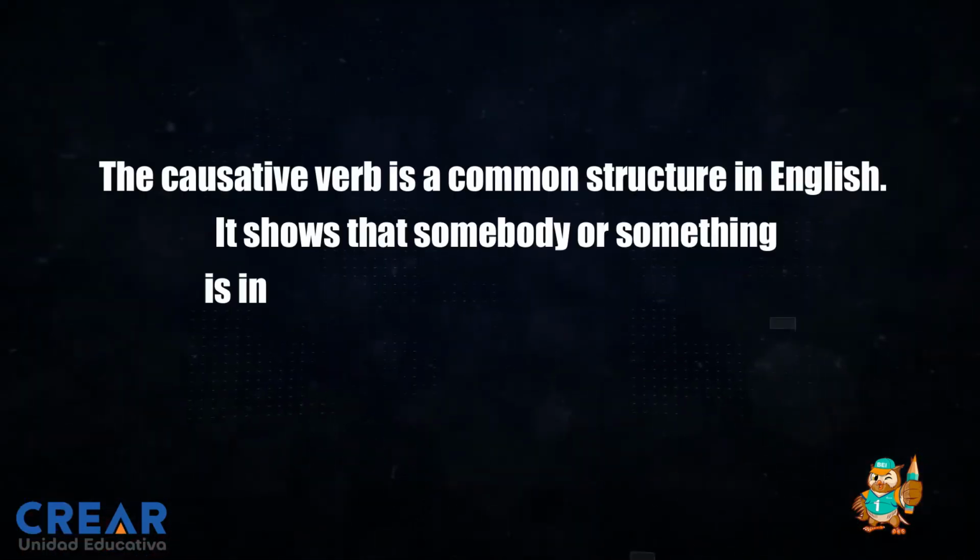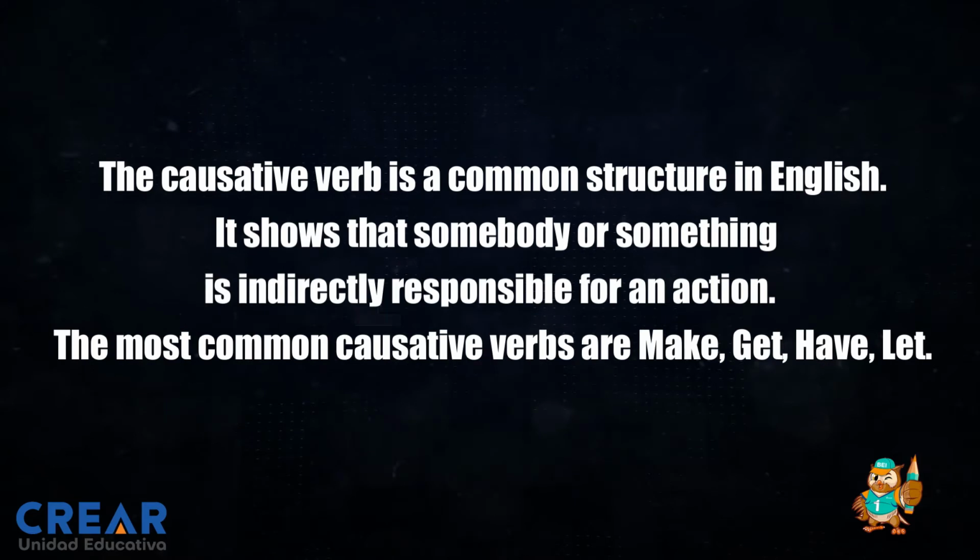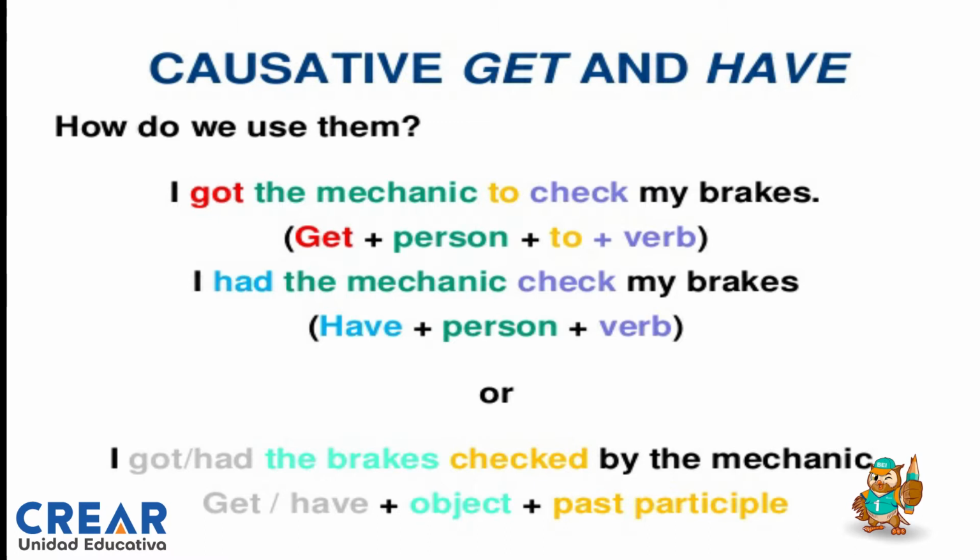Well, firstly, my dears, we have to define what they are. The causative verb is a common structure in English. It shows that somebody or something is indirectly responsible for an action, and the most common causative verbs are make, get, have, and let.